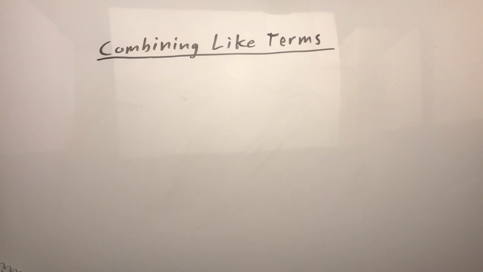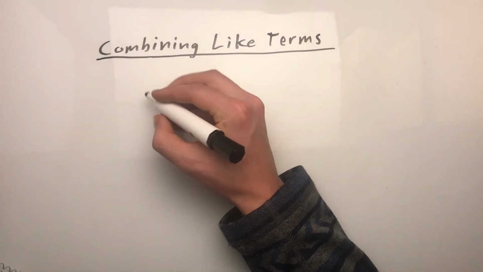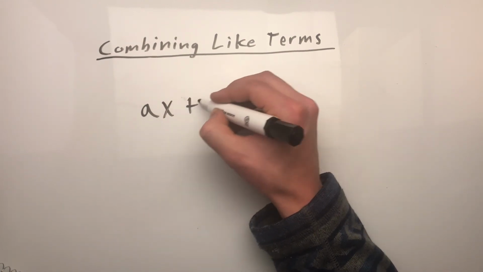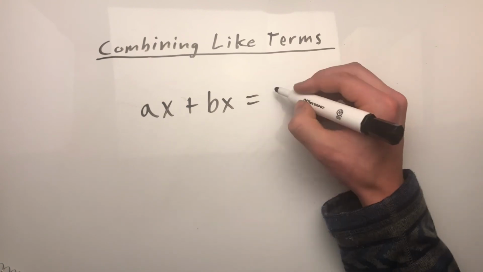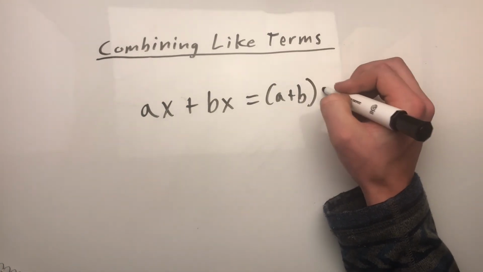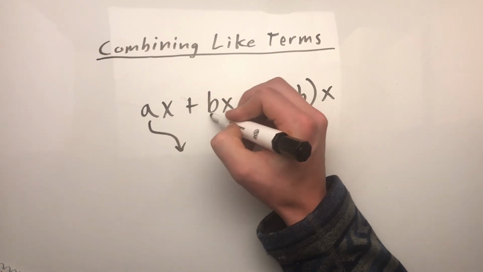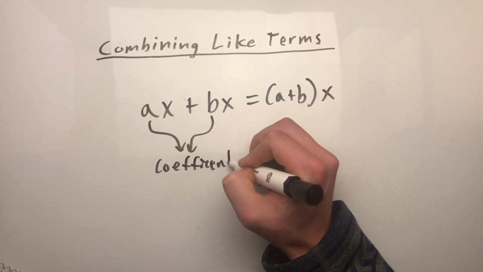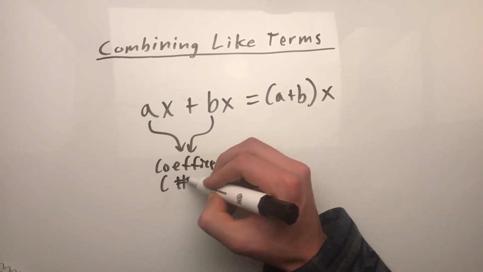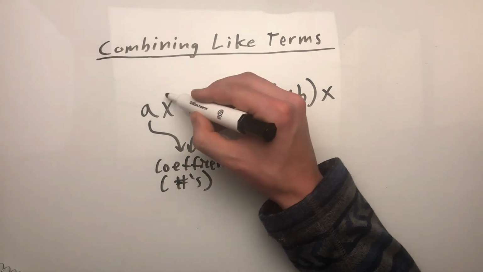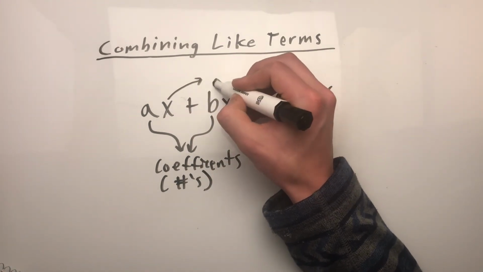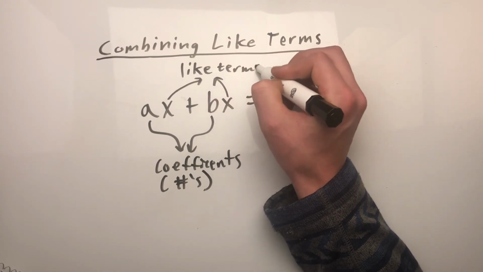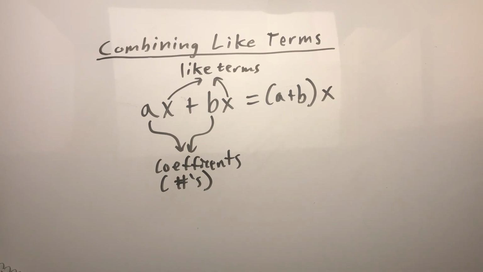So the idea of combining like terms can be represented by this general expression: ax plus bx equals a plus b times x. And in this expression, a and b are simply coefficients, which are just numbers, and the two x's are like terms. They can be x's, x squareds, y's, y squareds, a crazy fraction or some crazy complicated expression, but as long as these two x's are the same thing, they can be added together in this way. They are like terms that can be combined.